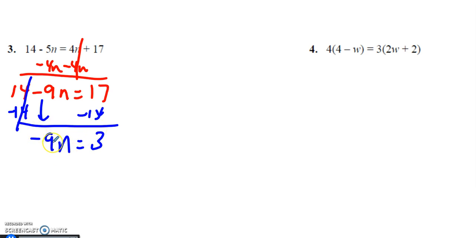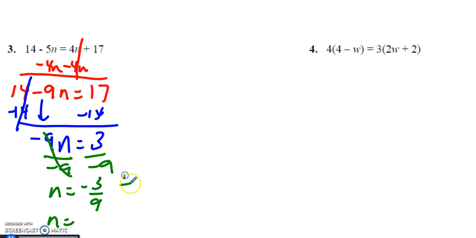And no, your eyes are not deceiving you. Your answer will be a fraction, because if I'm trying to get n alone, I'm not dividing by 3, I'm dividing by what's next to n. So if I divide both sides by negative 9, I would cross these out and get n equals negative 3/9, which is better represented if I divide both of these by 3 as negative 1/3.